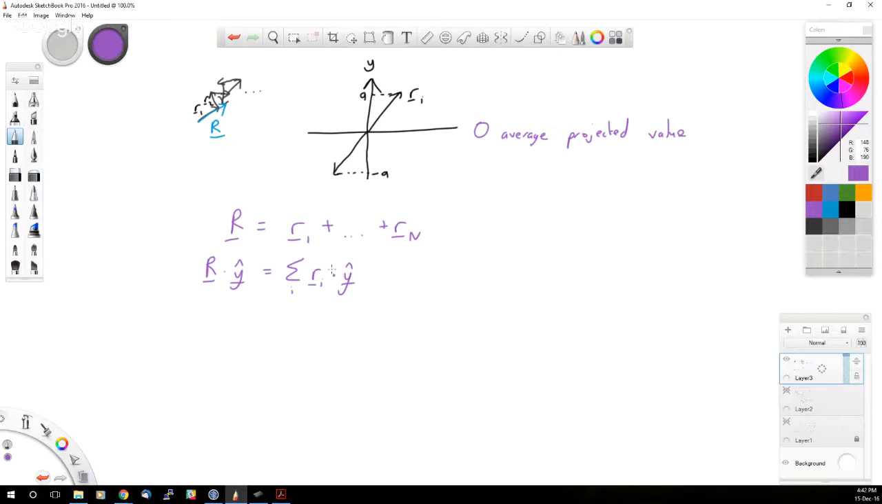And since we said that this average is 0, this has got to come to 0. That's not a vector there because it's a dot product. Sorry. And this is true for all coordinate axes. So then you could say R equals 0, 0, 0, which is just a 0 vector.